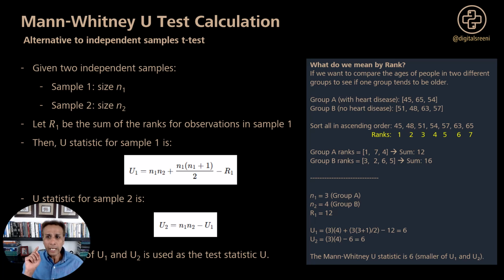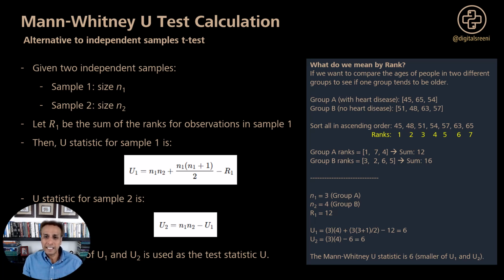Well, if we want to compare the ages of people in two different groups, for example, group 1 with heart disease, group 2 without heart disease, right? Group A, let's say with heart disease, group B without heart disease. Let's say group A, the age is 45, 65, 54. We have 3 people in group A. I hope you have more people, but for this exercise, let's say you have 3 people. And in group B, no heart disease, you have 4 people. Okay, are these two groups different? Like, does age matter when it comes to heart disease?